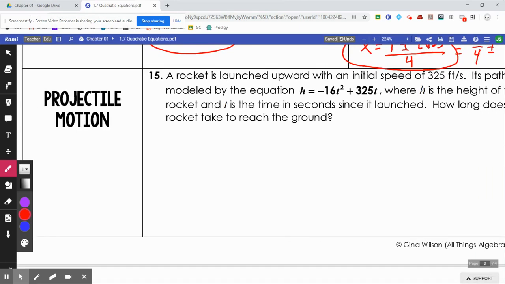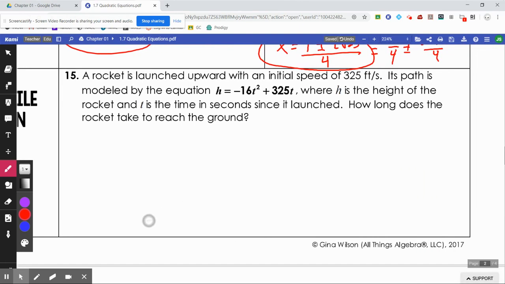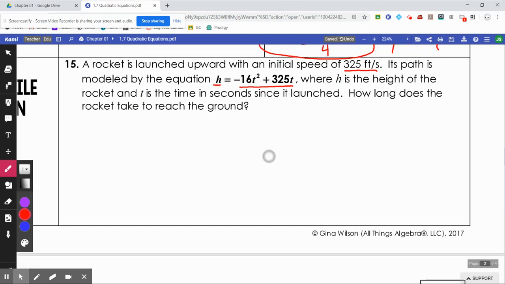Okay, number 15, we're talking about projectile motion. We're launching rockets here. It says a rocket is launched upward with an initial speed. There's your speed. That's how fast it's going to begin with. Its path is modeled by this equation, where h is the height and t would be the time after launch. Time is in seconds. How long does it take for the rocket to reach the ground?